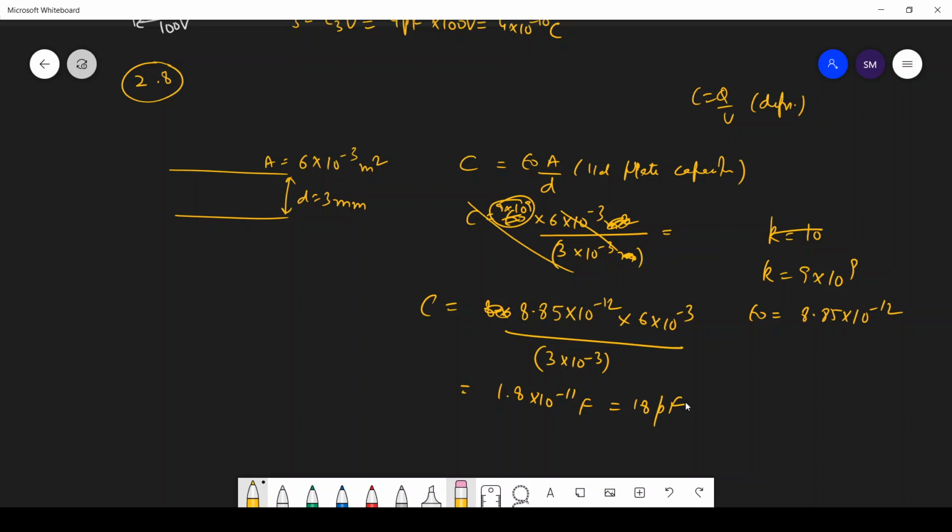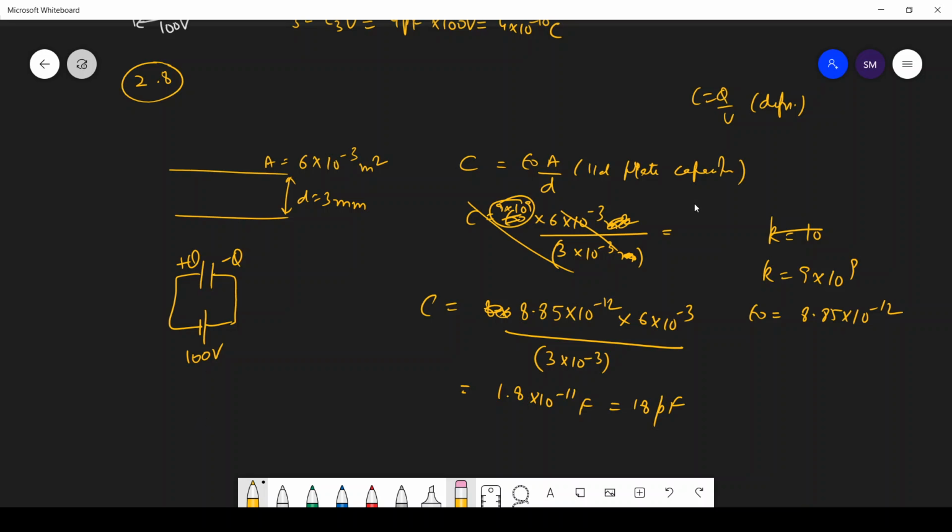So students, we have another part of this question. Calculate the capacitance of the capacitor, we have done it. Now this capacitor is connected to a 100 volt supply. What is the charge on each plate? When we connect it to 100 volt, it will start charging, and there will be minus Q and plus Q on the plates.